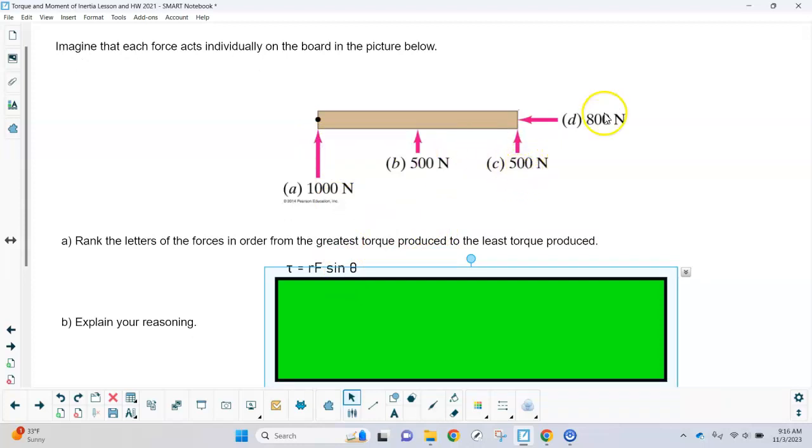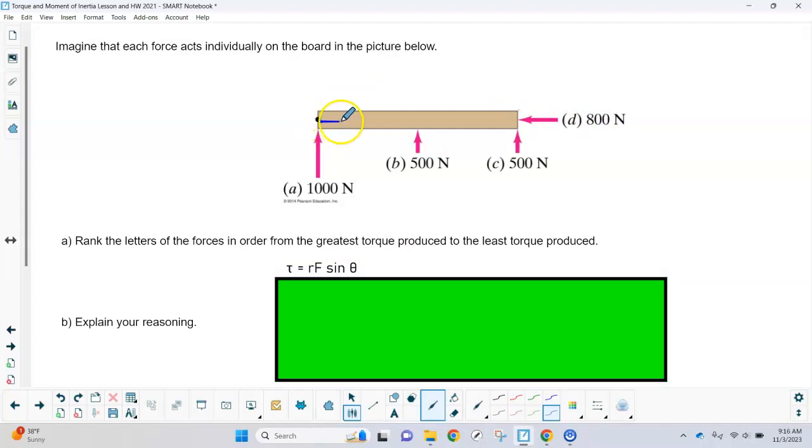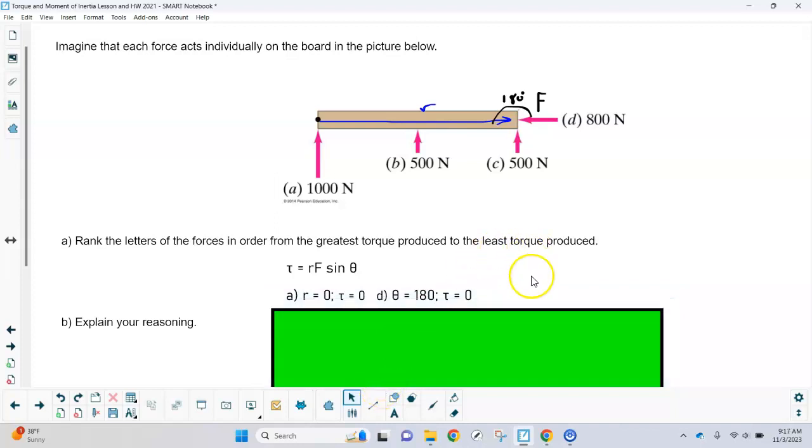The other one that's going to get you 0 is D. So D, it's 800 newtons of force, but if you look at these two directions, R is going out this way towards the force, and then that force is pointing back the opposite way. So that angle between those two is 180 degrees. And if you put sine of 180 in your calculator, you get 0. So both those two are 0 for those reasons.